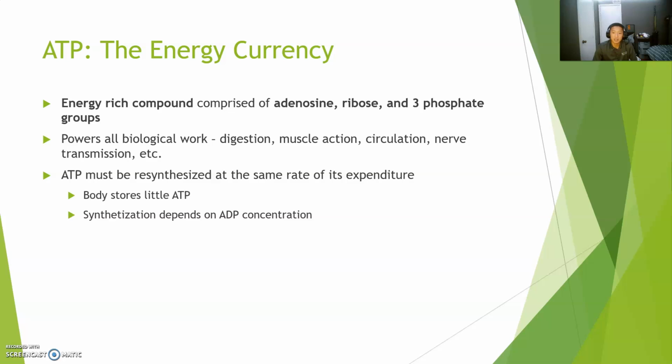The cool thing about ATP is that it can extract potential energy from foods and save it within its bonds, and it can also transfer that energy to perform biological work in our body, like digestion, muscle action, circulation, nerve transmission. ATP must be resynthesized at the same rate of its expenditure to meet energy demands. So the body stores very little ATP at a given time. It can store up to about 80 to 100 grams.